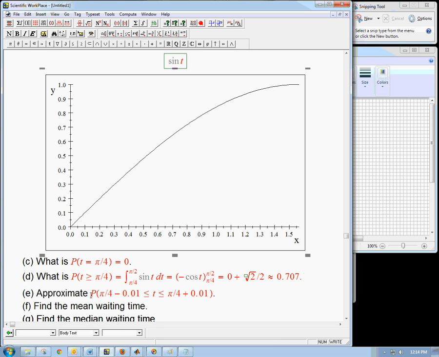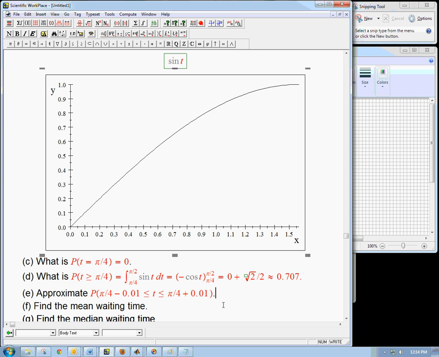Now let's look at this. Let's look at the probability that the waiting time is really near pi over 4. That's very different from this, which is kind of a meaningless question, and the only actual accurate answer is 0. What is the probability that, to a certain precision, plus or minus 0.01, the waiting time is equal to pi over 4? Okay, that is something I could do. I could get an exact answer by doing an integral just like I did here, from pi over 4 minus 0.01 to pi over 4 plus 0.01. But notice I said approximate.